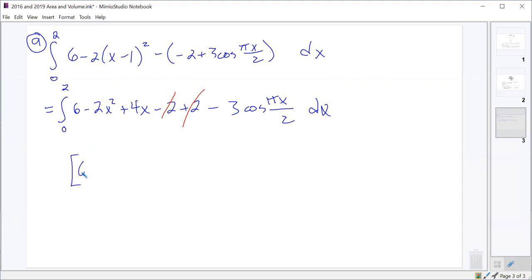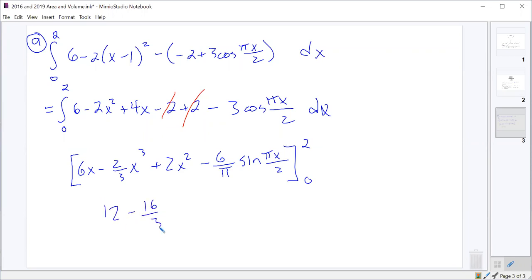But if we integrate this all, we get 6x, minus 2/3 x cubed, plus 2x squared, and then this becomes minus 6 over pi sine pi x over 2. And then you evaluate. 12 minus 16/3 plus 8 minus, and this becomes sine of pi, which is 0. So 0 times 6 over pi is 0. And if I plug in 0 to everything, that's 0, that's 0, that's 0, and the sine of 0 is 0. So all that stuff is 0. We got 20, which would be 60/3 minus 16/3, which would be 44/3.